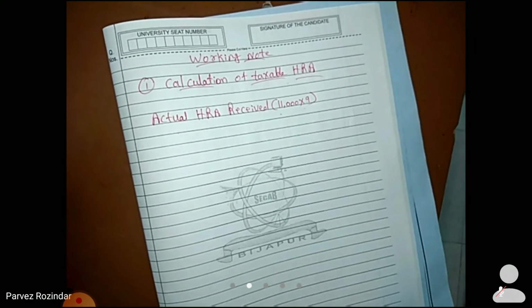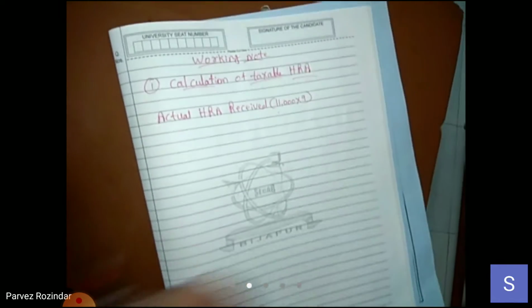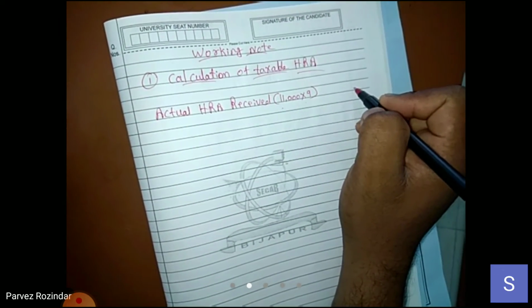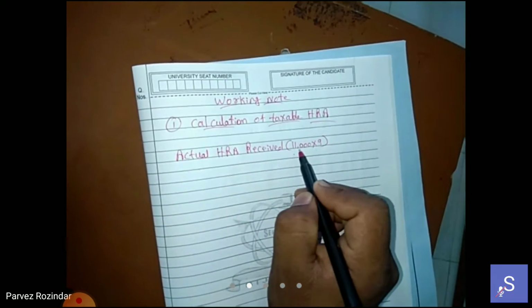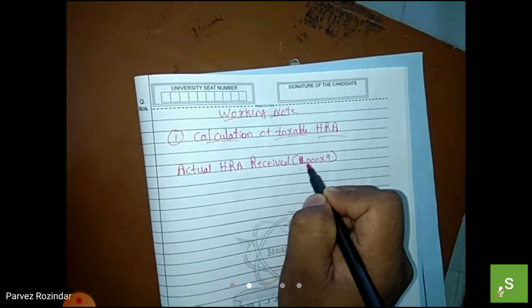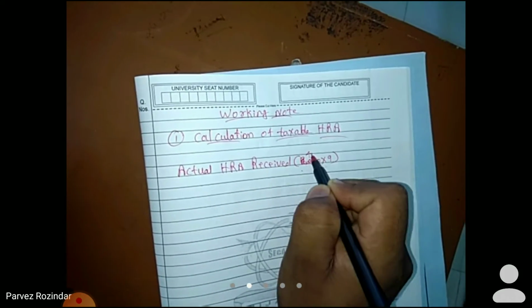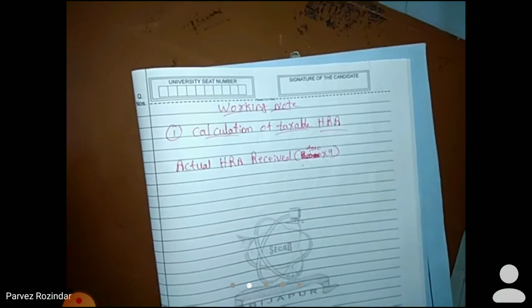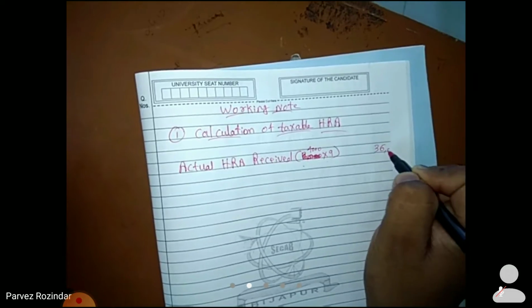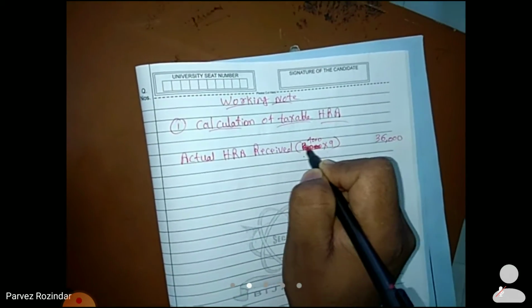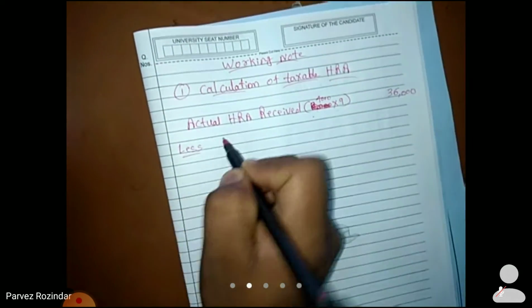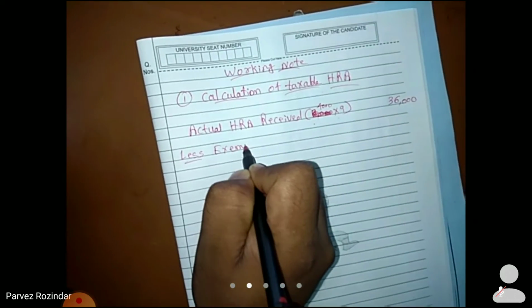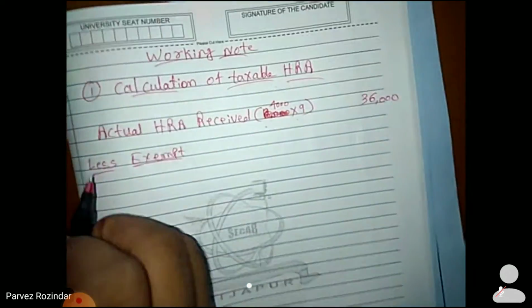So 11,000 into 9 months. This is the salary for HRA we are taking. What is the HRA amount? 4,000. 4,000 into 9 is 36,000. We require the 11,000 also, I will tell you where. Less exempt. Exempt, underline this.